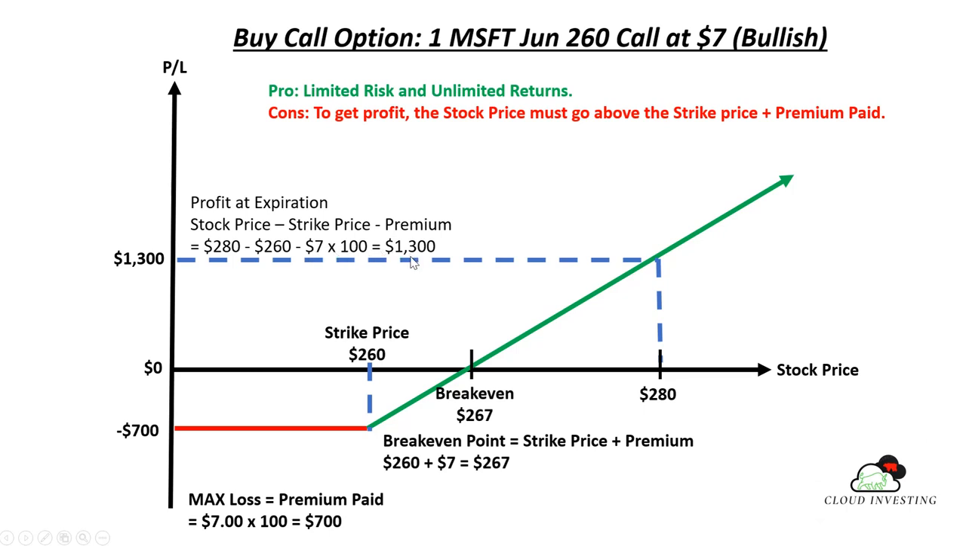So there are pros and cons for the call buyer. The call buyer actually has limited risk and unlimited return, because your max loss will be the premium that you pay, but the Microsoft share can go up to $300, $400, or $500, so the return is unlimited. The con is, to get the profit, the stock price must move above the strike price plus the premium that you pay, which is the break-even price. So if you are the call buyer, it means that you are very bullish about the stock.